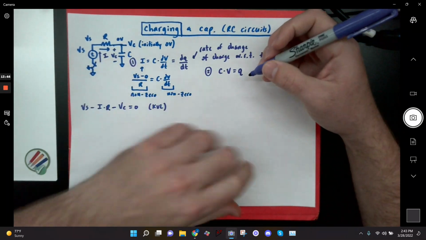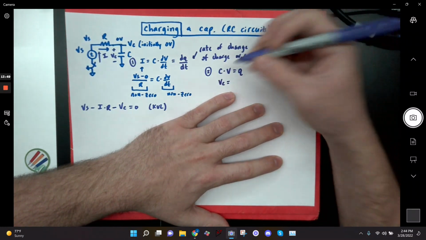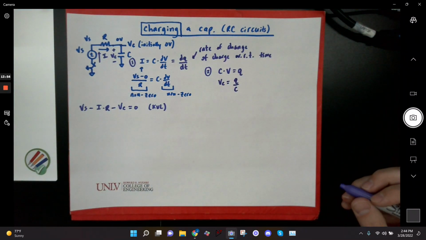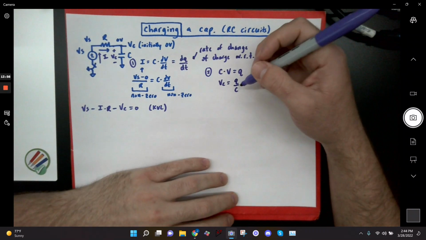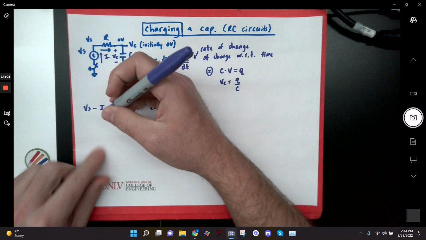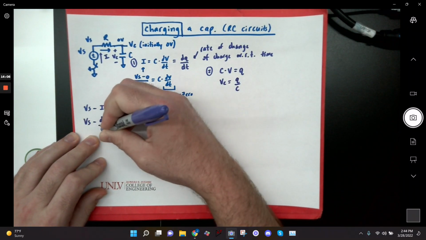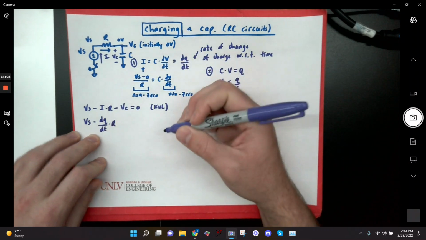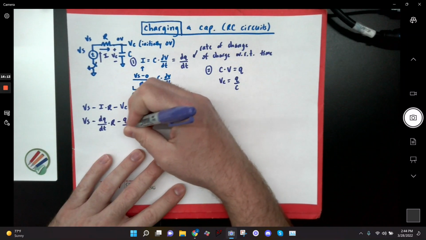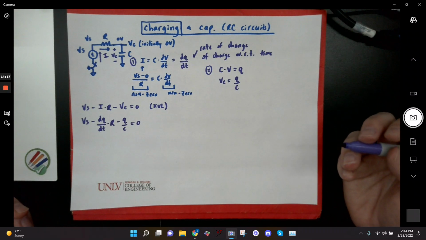So Vc, if I divide both sides by C, would basically be Q divided by C. So now what I'm going to do is plug in dq dt for I. So I'm basically doing substitution. This is dq dt times R, and then I'm going to replace Vc with Q over C. And so now what I end up with is this differential equation.